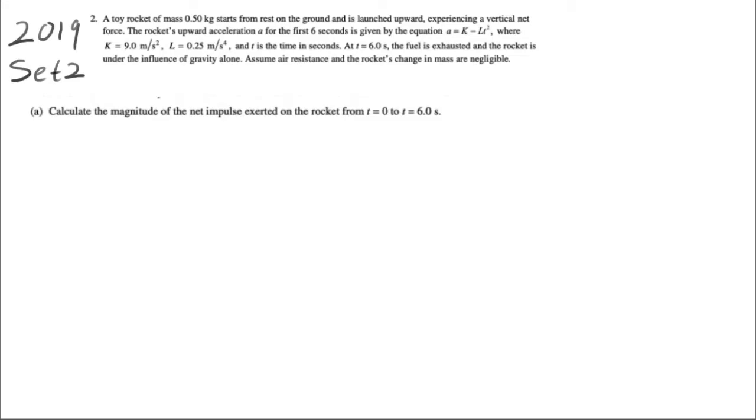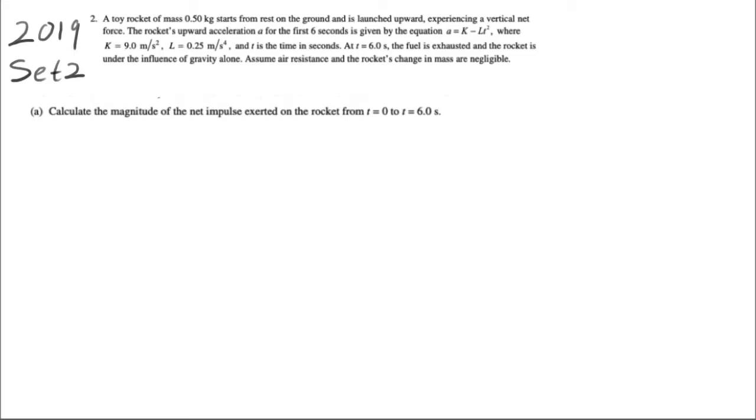Okay, so we're given an equation for a in terms of t, so I immediately think maybe we're going to use a displacement, velocity, acceleration relationship, and since the rocket is launching into the air and then experiencing only gravity after t equals 6 seconds, I think maybe we're going to use a conservation of energy equation, etc.